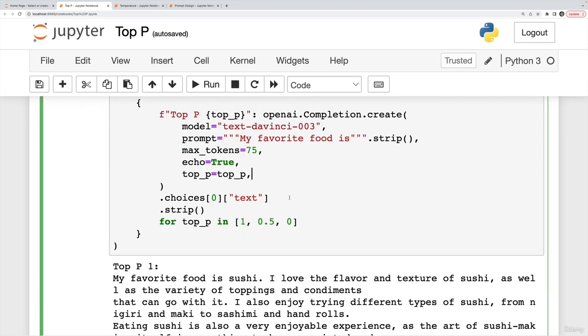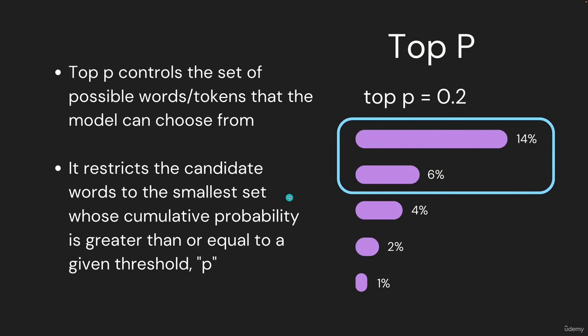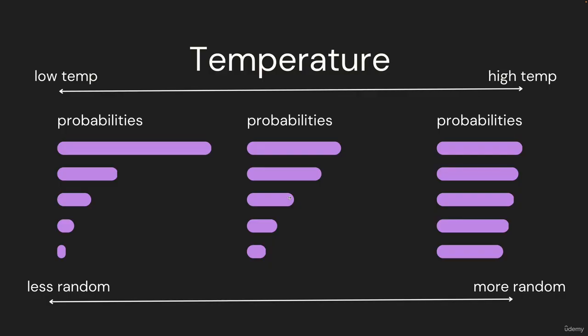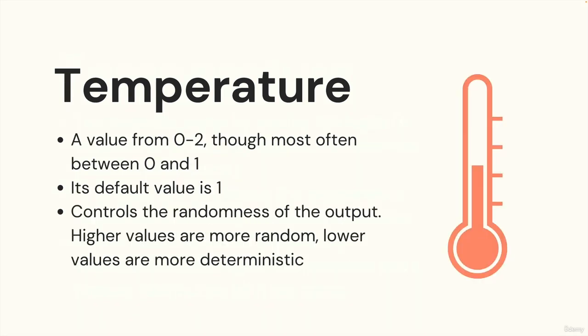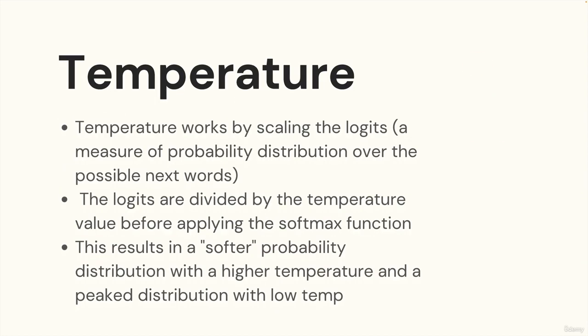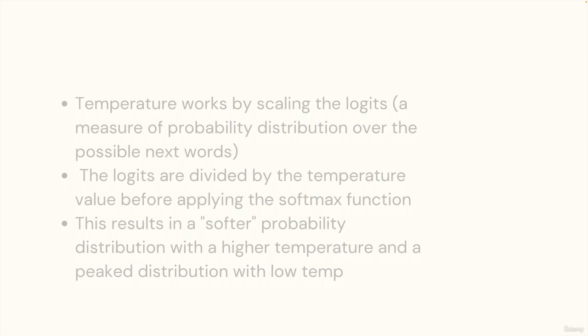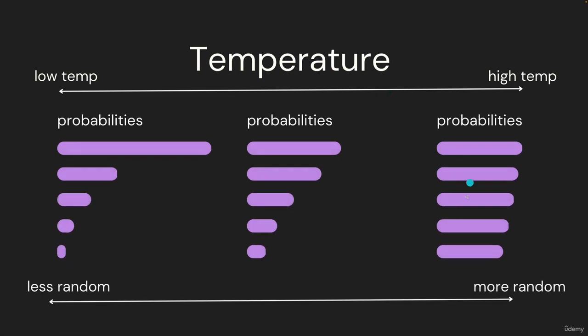So it picked sushi this time, whereas it's still doing pizza and pizza for top P of 0.5 and top P of 0. So when it comes to comparing top P and temperature, they both can work in a similar way. They'll change the randomness and creativity of the output, but they work in a different mechanism. So temperature essentially changes the probabilities that are generated. So you can think of this diagram here, where the curve of probabilities for the next possible token is going to be shaped completely differently depending on temperature.